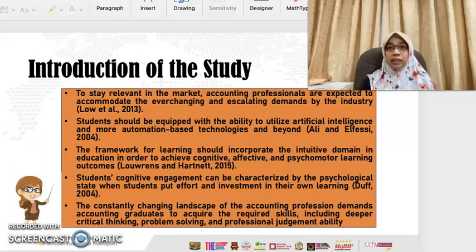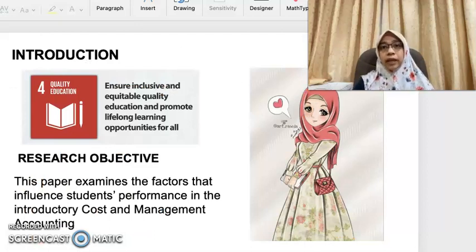The constantly changing landscape of the accounting profession therefore demands that accounting graduates acquire the required skills, including deeper critical thinking, problem solving, and professional judgment ability. We can also see this in the Sustainable Development Goals proposed by the United Nations. We have 17 Sustainable Development Goals, and one of them, SDG number 4, is on quality education. This is to ensure inclusive and equitable quality education and to promote lifelong learning opportunities for all.